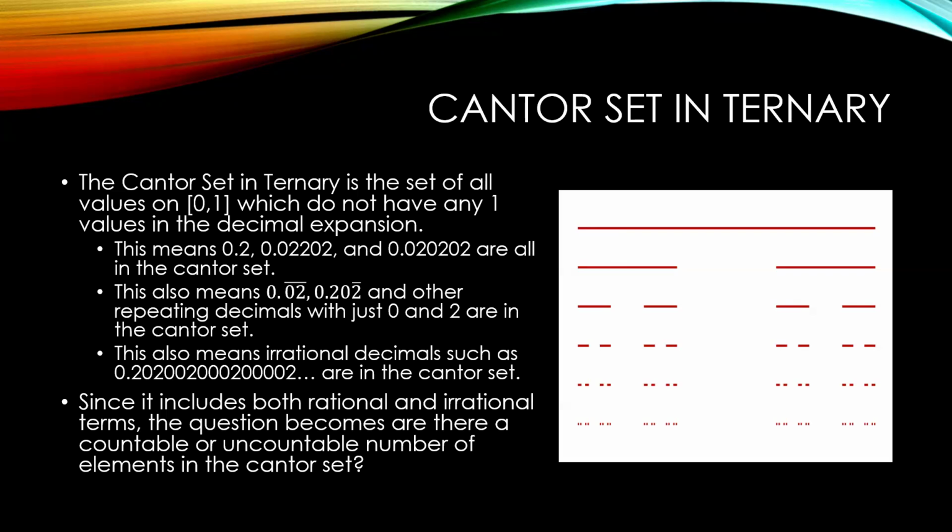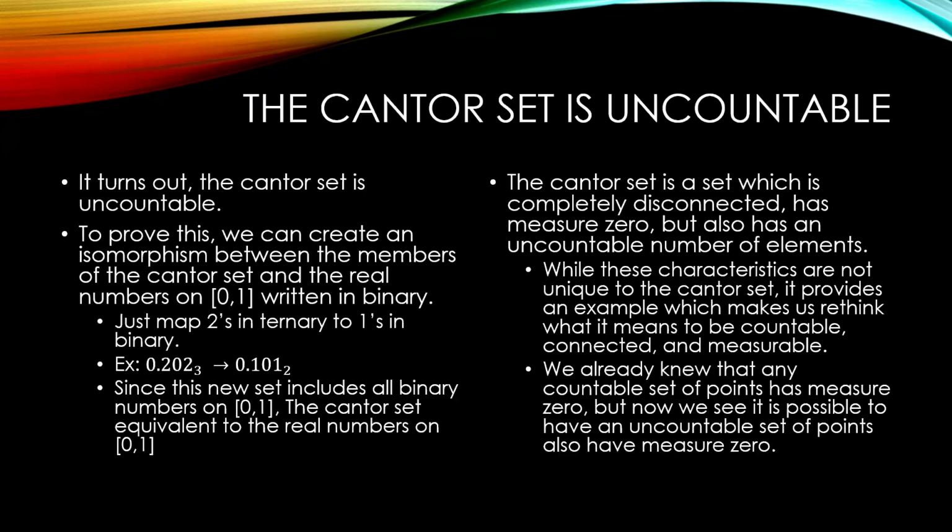Because if we just had rational values, then we would know that this set is going to be countable. And remember, that's what we wanted to try and answer back in the day. Is the Cantor set countable or uncountable? Well, if it has irrational values, it might be uncountable. And in fact, that's the case. The Cantor set is uncountable. We can actually prove this using an isomorphism.